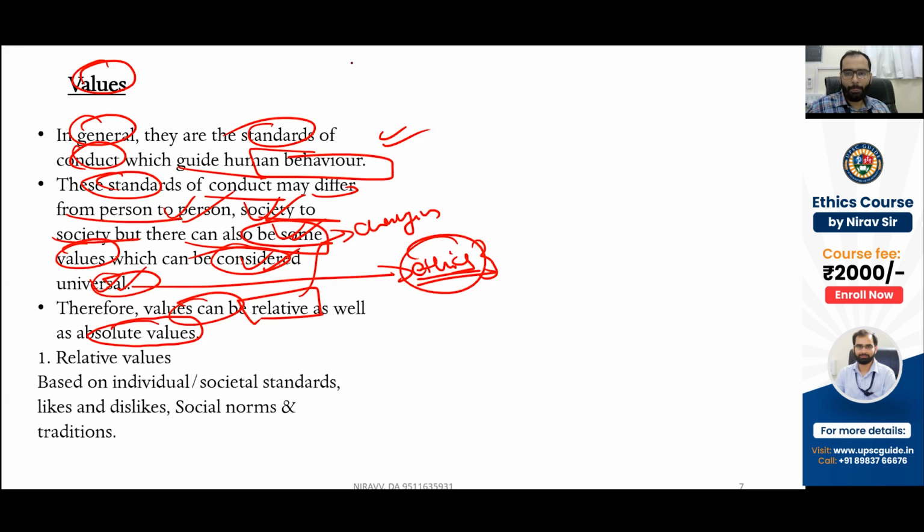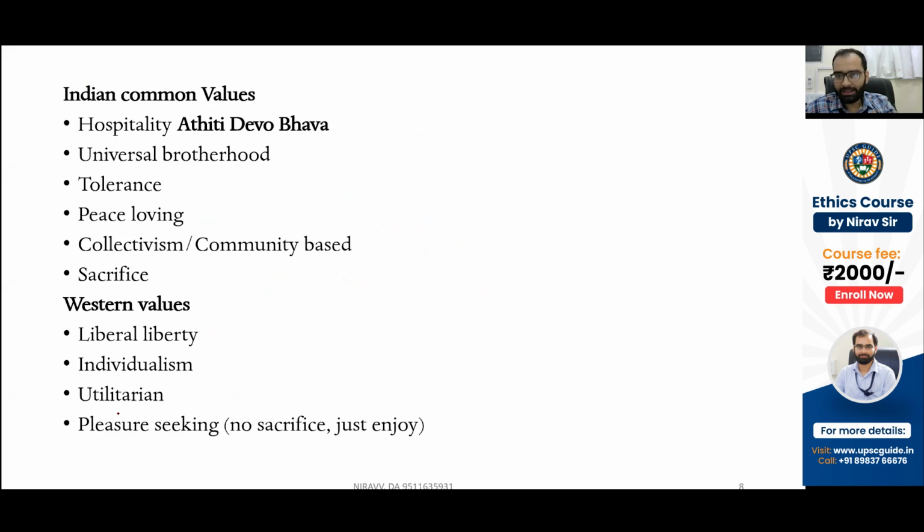Okay, great. Now let us see what these relative values are. Relative values are based on individual or societal standards. So what the society's individuals like and dislike, what do they become? They become social norms, they become traditions. We have already discussed this, right? Everybody knows these basic things, right?